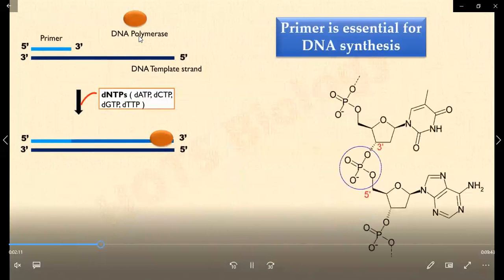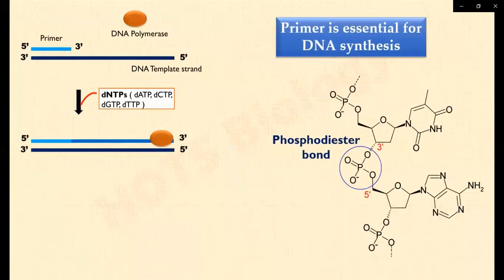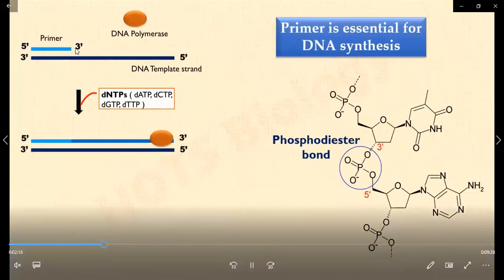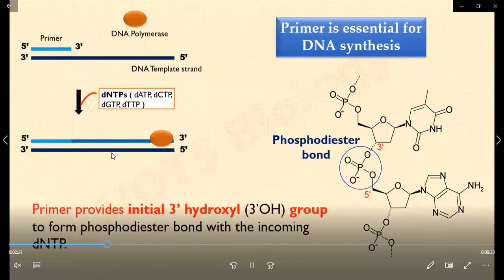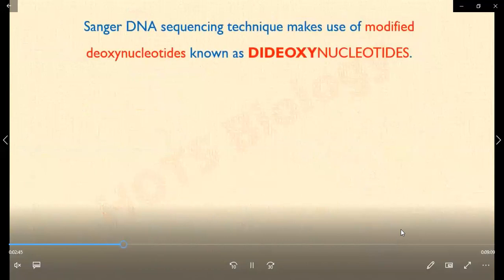और endonuclease होने की वजह से ये फॉस्फोडाइस्टर बॉन्ड बनाता है within the DNA, 3' end के साथ। The primer provides the initial 3' end hydroxyl group to form the phosphodiester bond with the incoming ddNTP. This is very important. क्योंकि आपका डीएनए यहाँ पर इस जगह को अटैच नहीं कर सकता, वो इस 3' end पर इस चीज को अटैच करेगा. This is the 3' end of the primer, and this is the 5' end of the nucleotide.